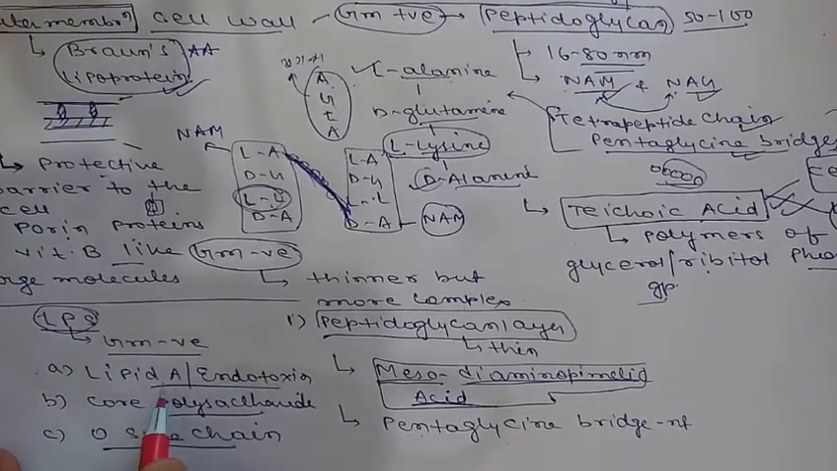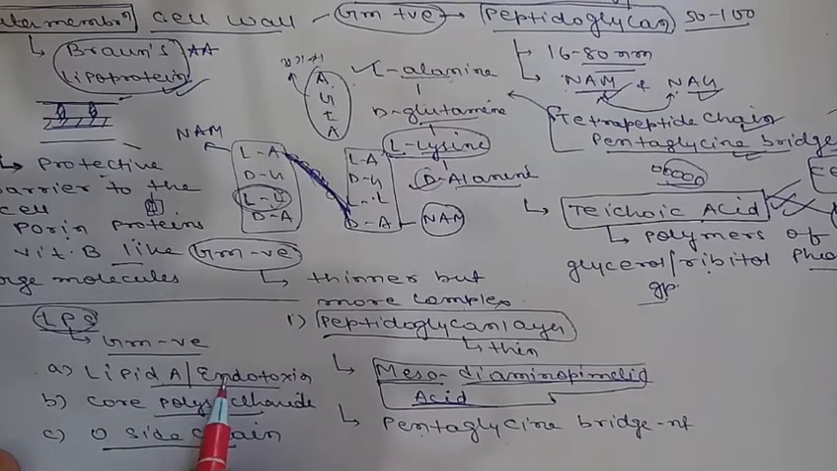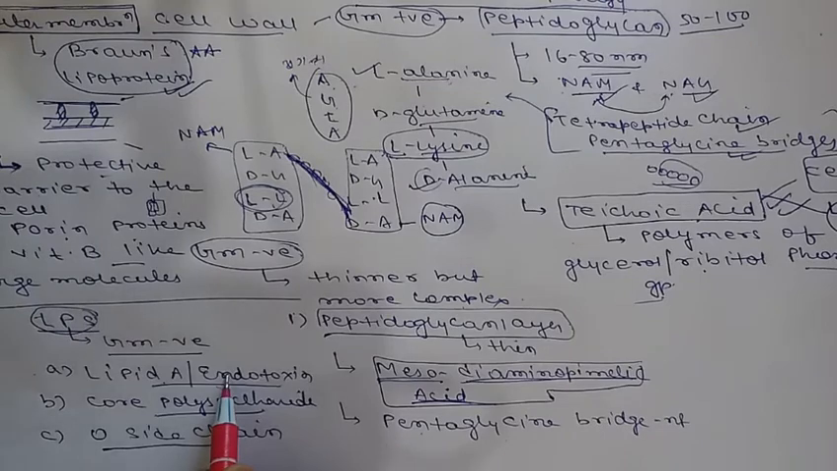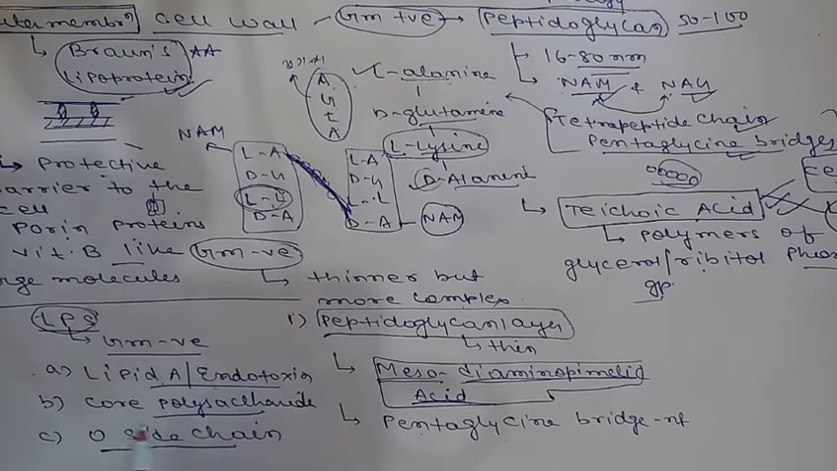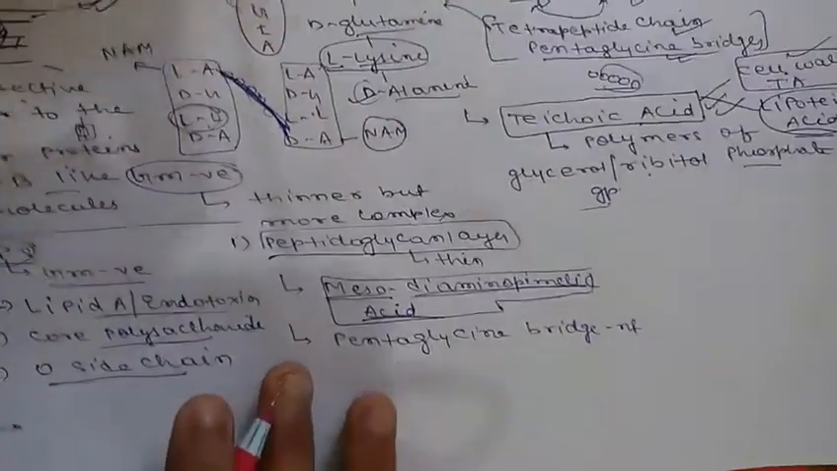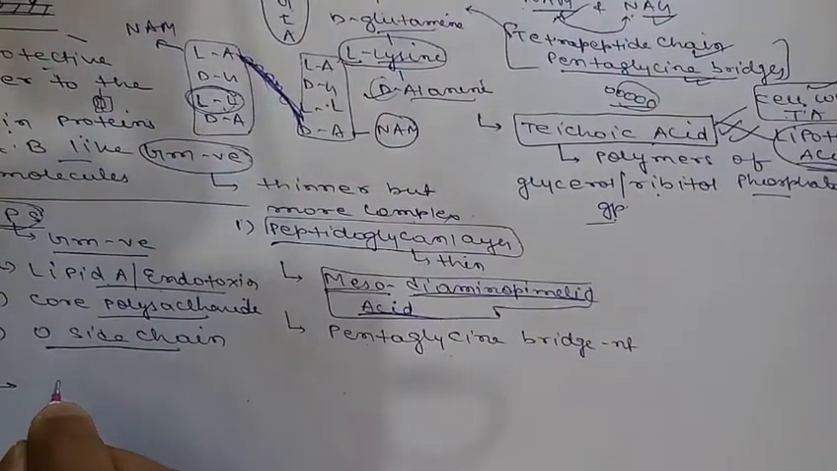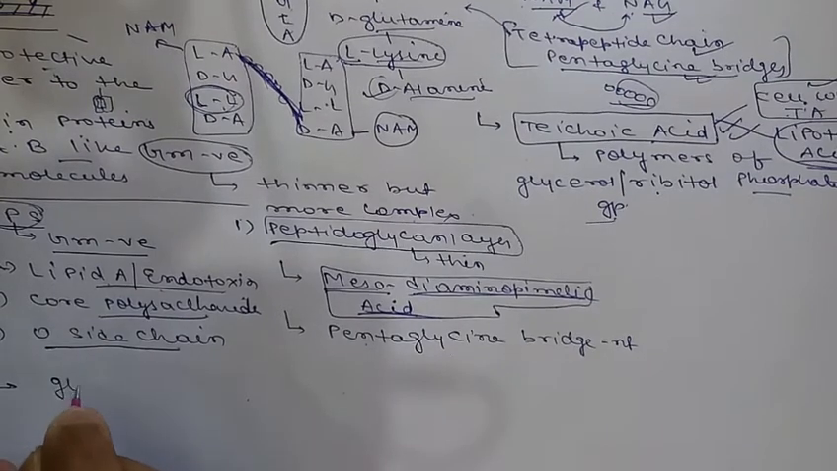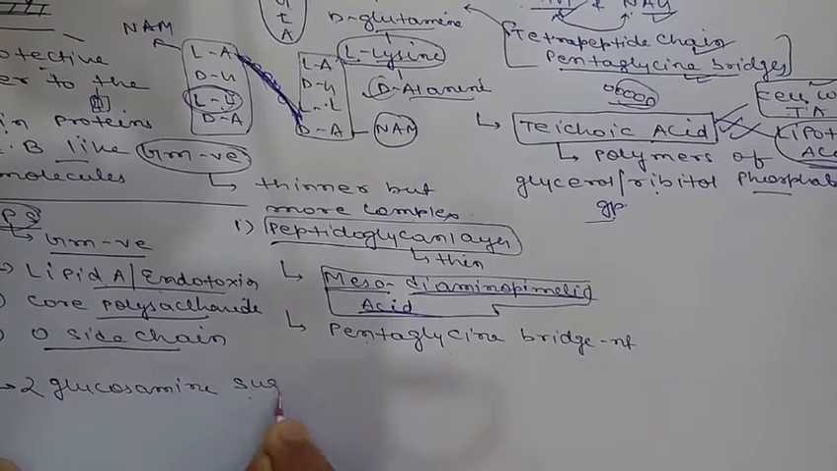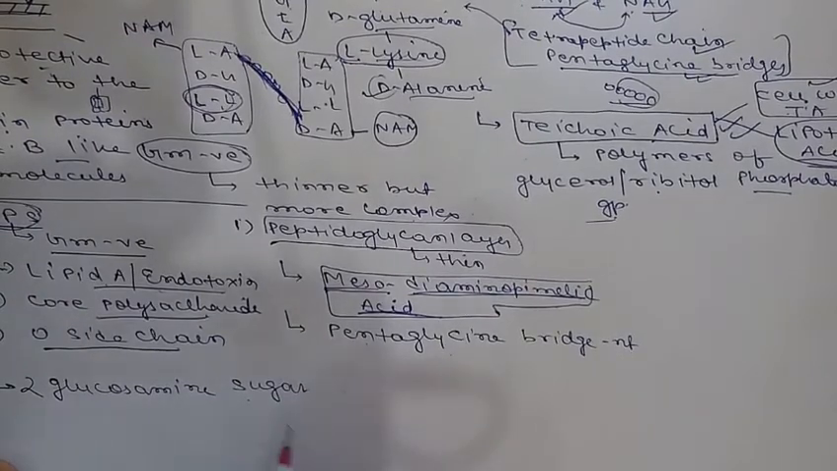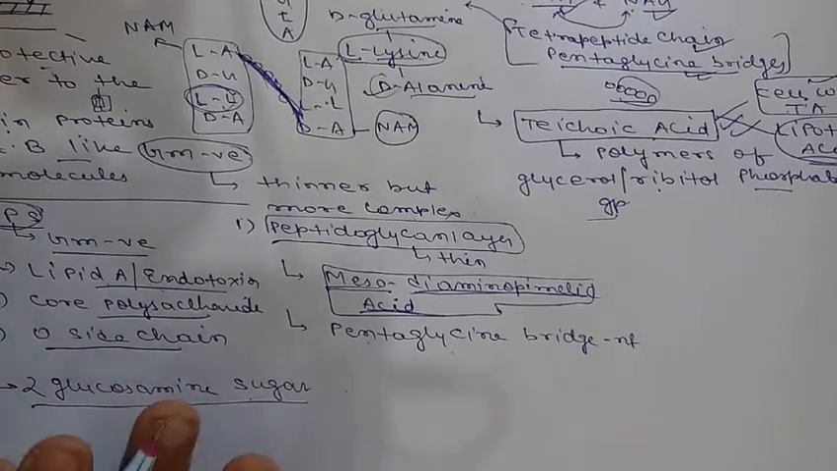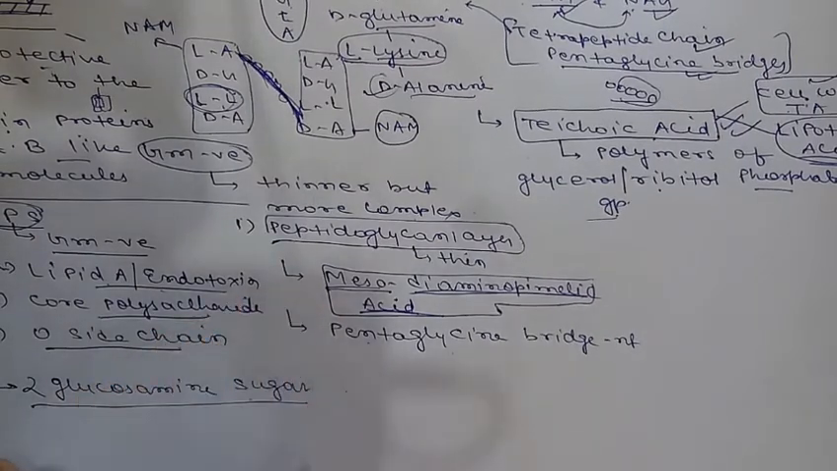First, coming to lipid A, it is known as endotoxin. It has endotoxic activities such as pyrogenicity, lethal effect, tissue necrosis, and anti-complementarity activity. Clear? Now how is it composed? Lipid A consists of two glucosamine sugar derivatives, each with three fatty acids and phosphate attached.